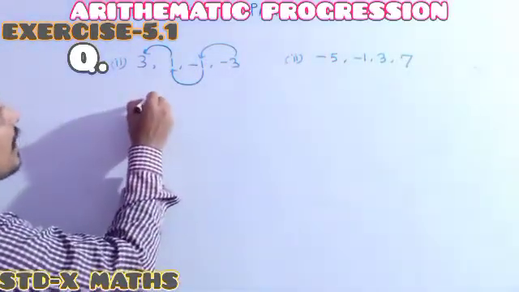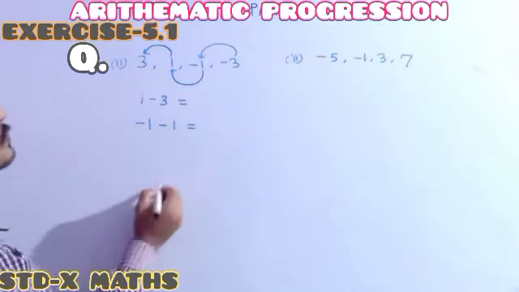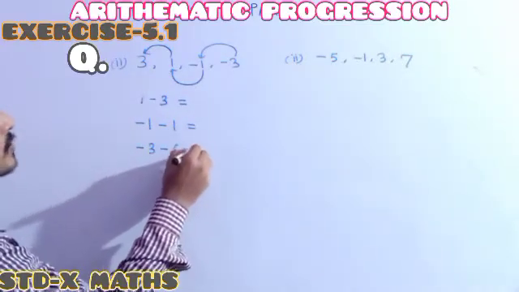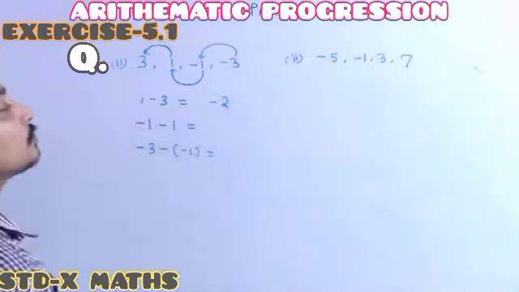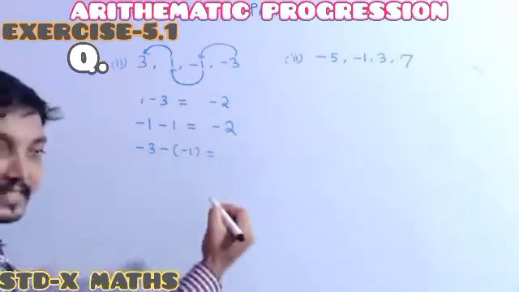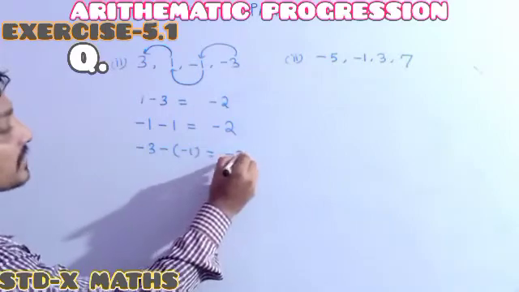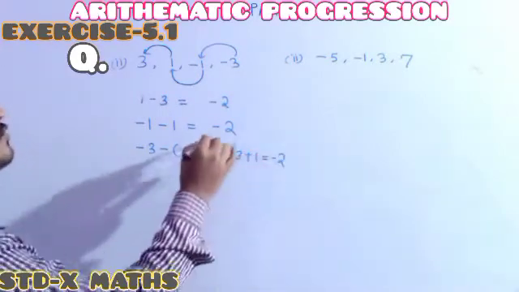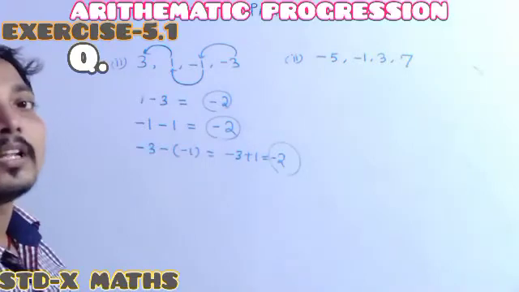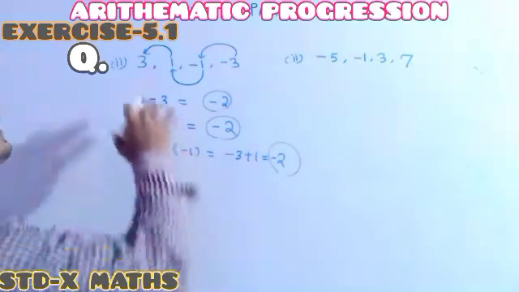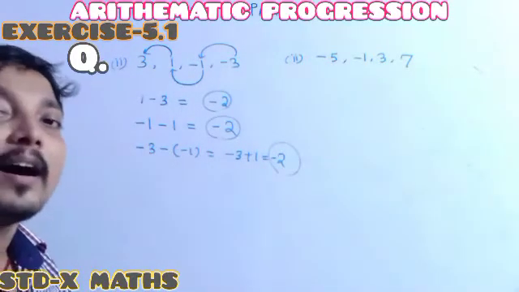See, first one I am showing: 1 minus 3, how much are we getting? Then minus 1 minus of 1, how much? Then minus 3 minus of minus 1, how much? See everyone, 1 minus 3 is clearly minus 2. Minus 1 minus 1 is minus 2. And here minus 3 minus of minus 1 means plus 1, same as minus 3 plus 1, which is minus 2. So everywhere the difference between consecutive terms is always minus 2, for which the list of numbers is in AP. Let's see the second one, whether the list of numbers is in AP or not.